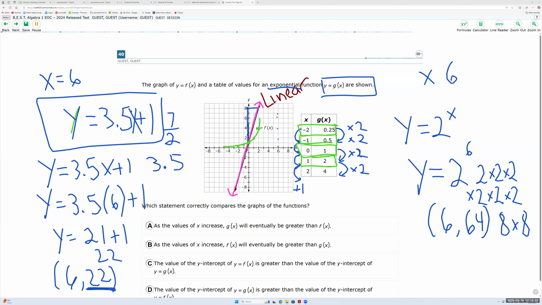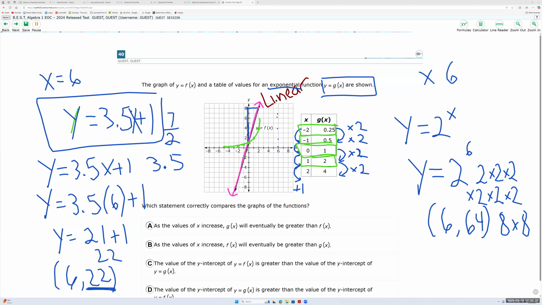So going back to the drawing, the exponential function always, because you have many questions like this, it's always going to be that it will eventually be greater than. So here the problem is, remember which one is the linear. The linear is f of x. So g of x will eventually be greater than the linear f of x.